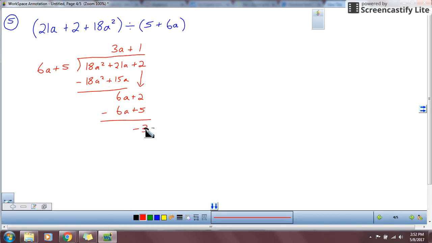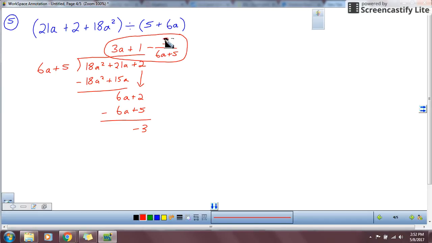My last example here, a little bit different. Now we've got these things out of order. Remember, they want to be in standard form. So instead of writing 5 plus 6a, you want to write the a first. You would want to write 6a plus 5. You want to divide that into this. You write your biggest power first. That's standard form. 18a squared, 21a, 2.